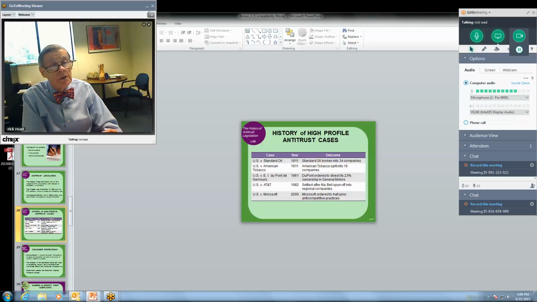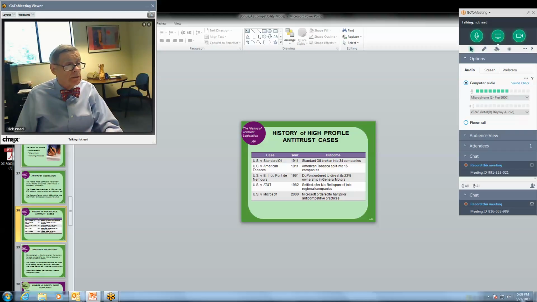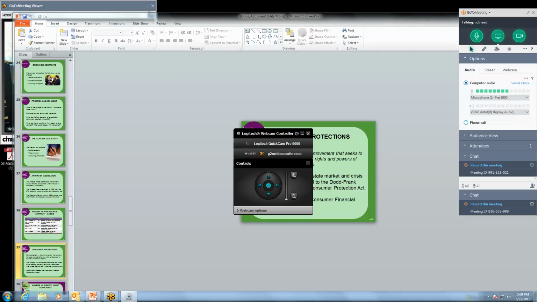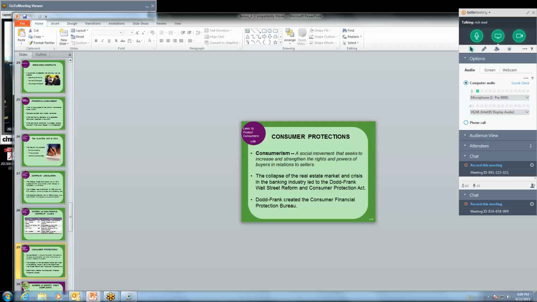There are some other ones in there, and of course, the one we probably know best, current, even though it's 30 plus years old, was United States versus AT&T, which forced the breakup of AT&T. And that way, today we have many more carriers for long distance and local telephone calls than we had previously.